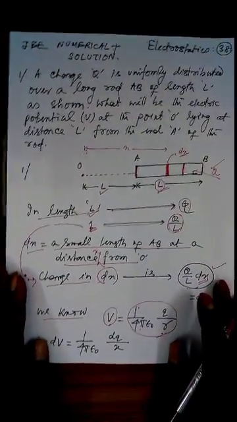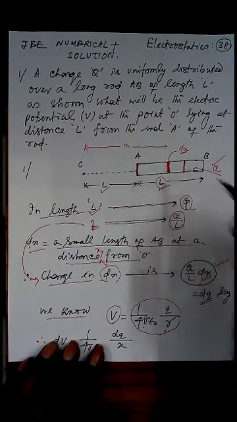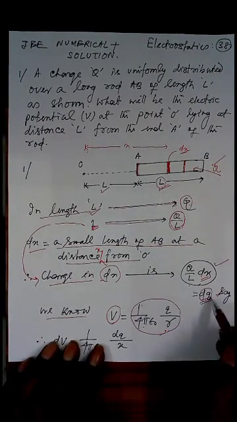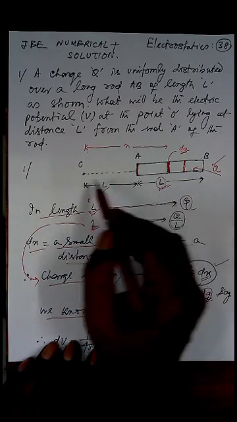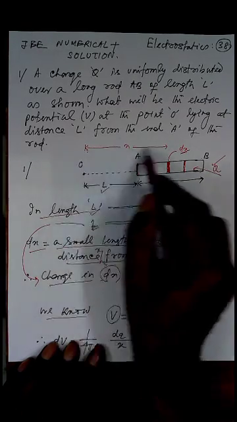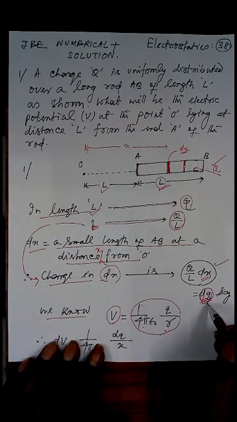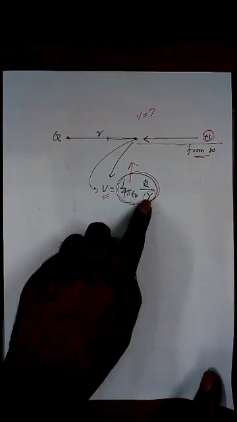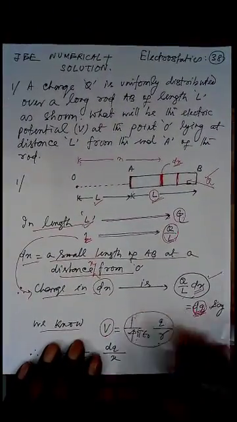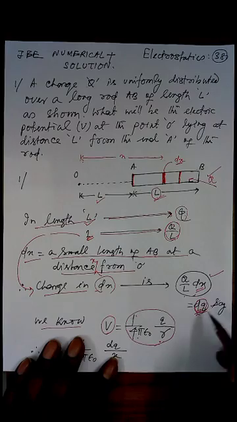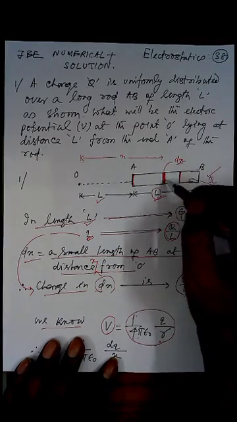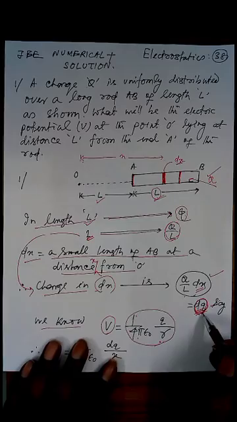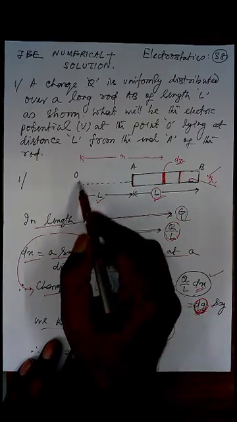Now, the charge in dx is equal to dq, and this much charge is at what distance from O? It is at a distance x from O. So due to this much charge, the potential at O will be given by this expression: 1 by 4 pi epsilon naught, charge divided by distance. If dx is very small, then this dq will be like a point charge, and its distance from point O is equal to x.